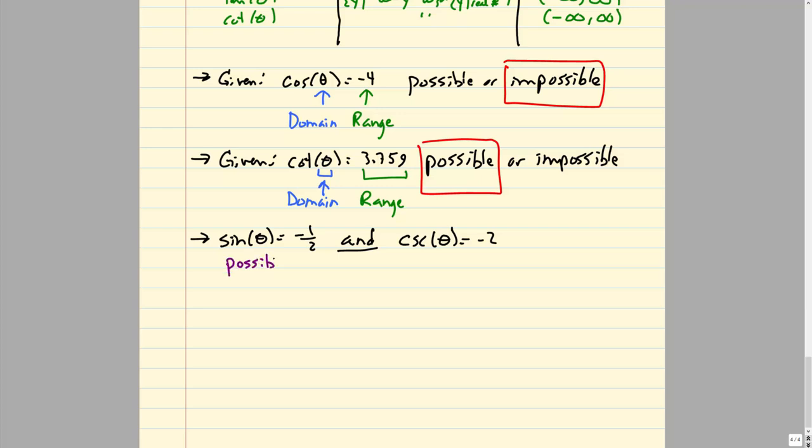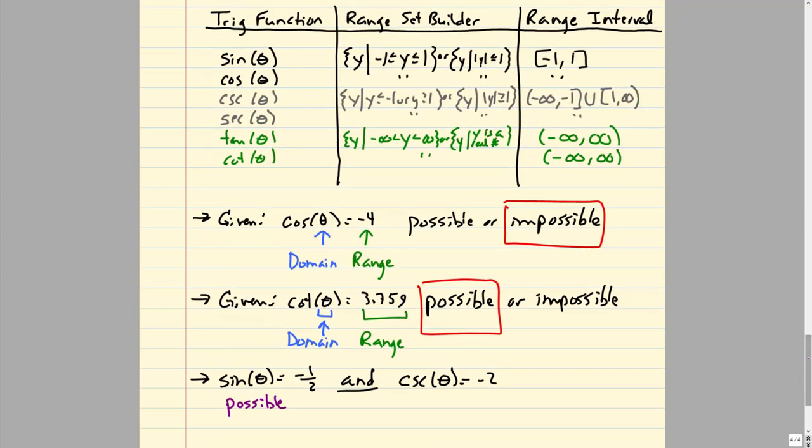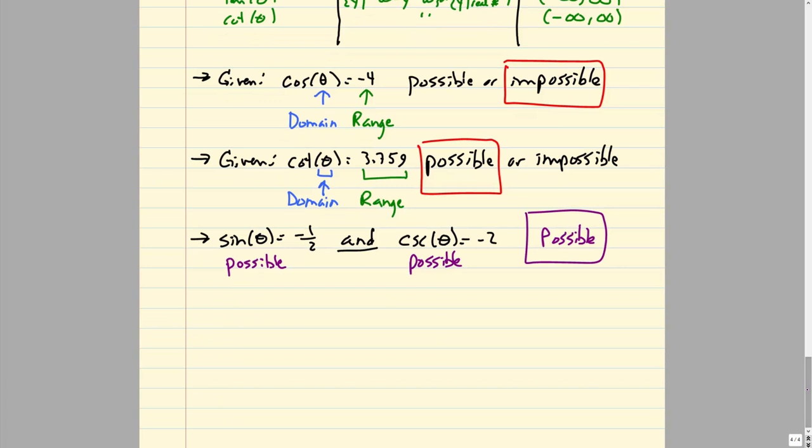Now, in order for both of these statements to be possible, this also has to be possible with cosecant. So cosecant theta is -2. So let's go look at cosecant. So here, cosecant theta has to be smaller than -1 or greater than 1. Well, -2 is less than -1, so this is also possible. So since both of these are possible, the overall answer then is this whole statement is possible. Okay, and again, that table will help us with that.